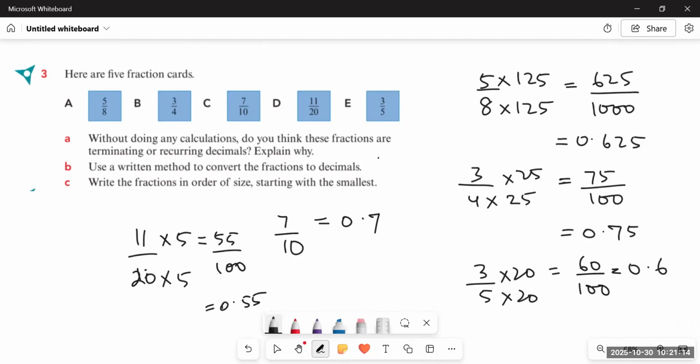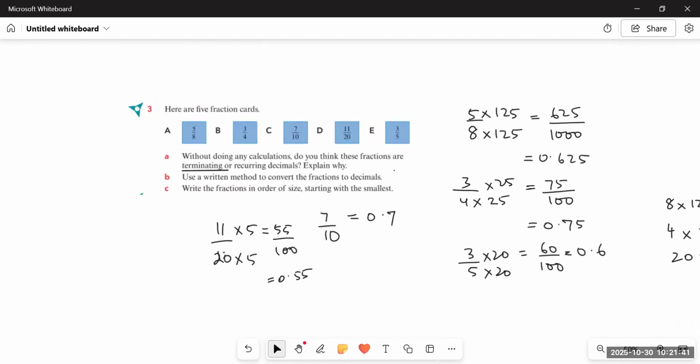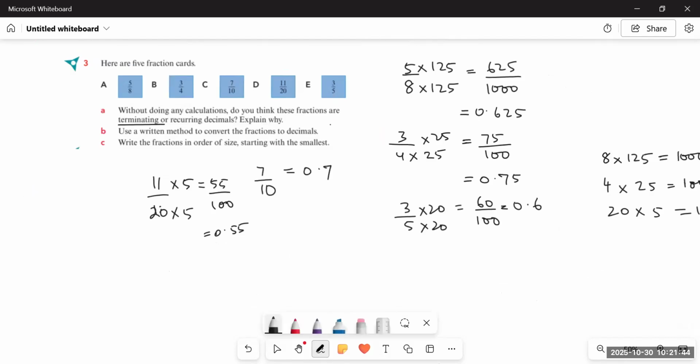So what would be the written method to convert the fractions to decimals? That's done. So all of these fractions would be terminating, and I told you the reason behind it. Because these are all the factors of 10 or any multiple of 10, that is 100,000 or so on. Then they are saying write the fractions in order of size, starting with the smallest. Since we have already found their answers, the first one was 0.625.